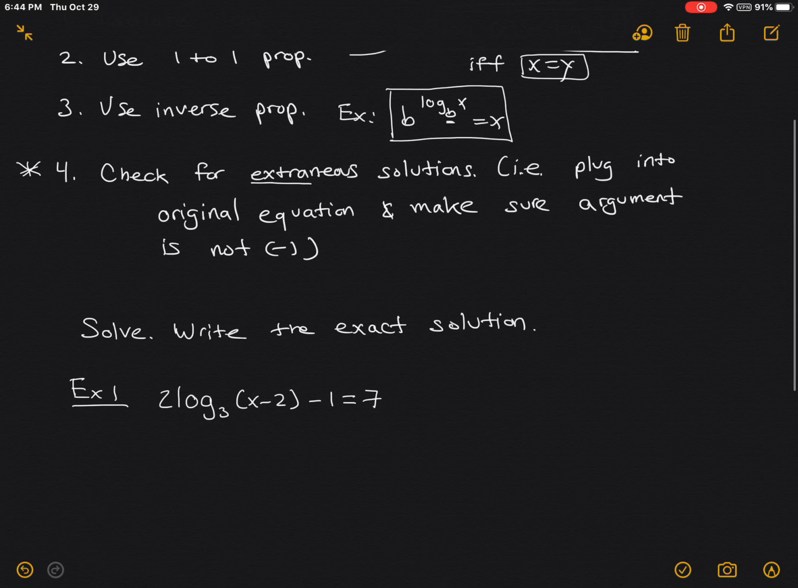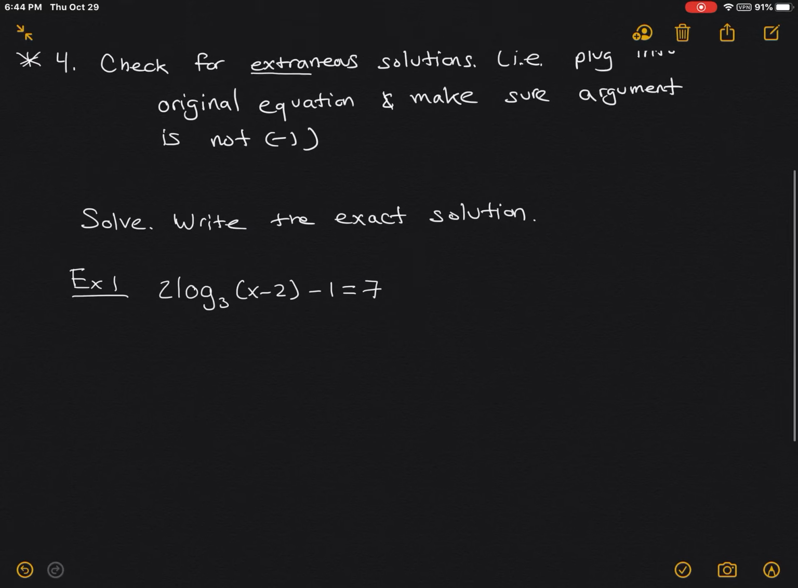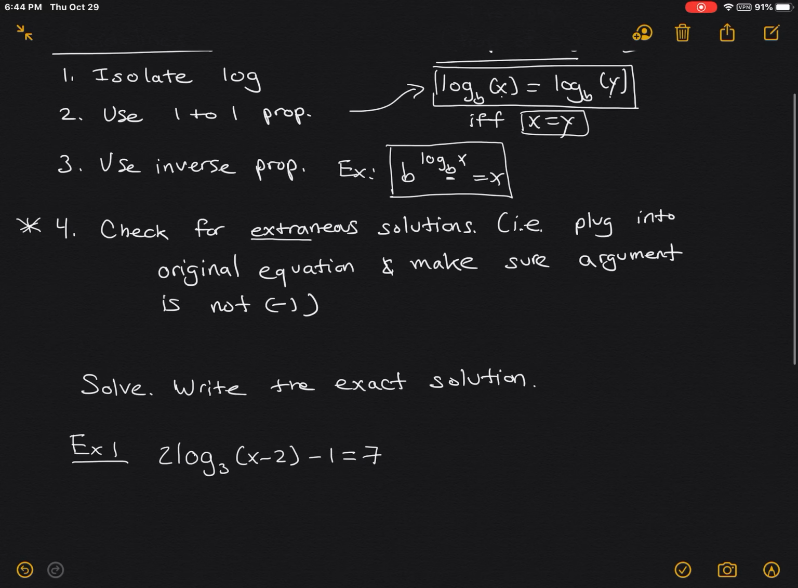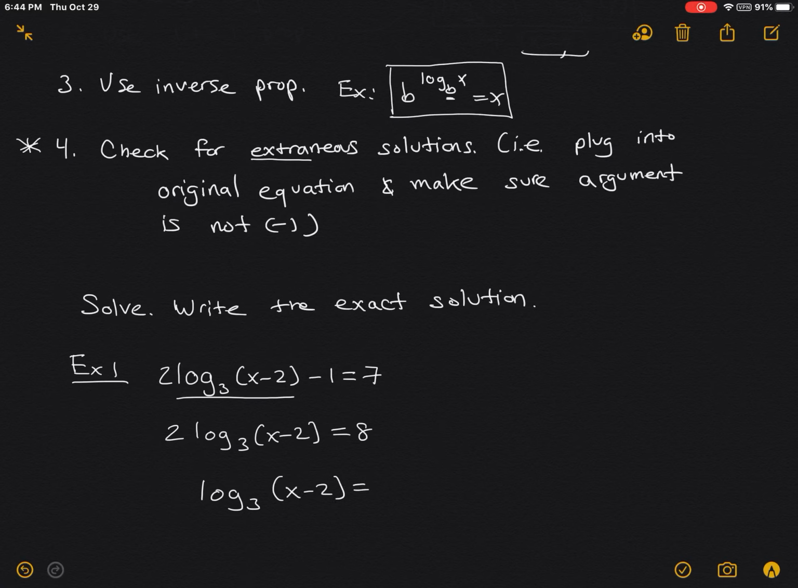All right, so let's work our way through maybe 4 examples here in this video, and then maybe another 3 or 4 in another video. Okay, so this first one right here, we're asked to solve or write the exact solution, so no calculator answer. So if I take a look at guideline number 1, what I want to do is get this log right here by itself, okay? So if you remember your basic arithmetic, I'm going to add 1, and then divide by 2. Okay, so over here I'm going to get 2 log base 3 of x minus 2 is equal to 8. And I have 8 divided by 2, which is 4.